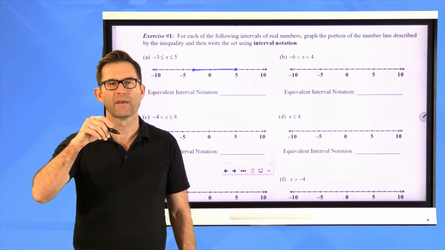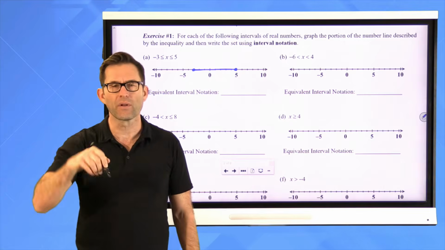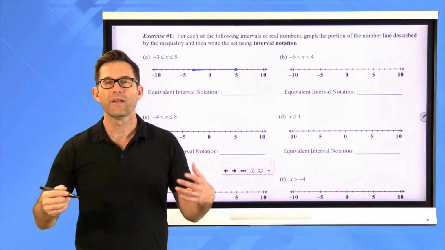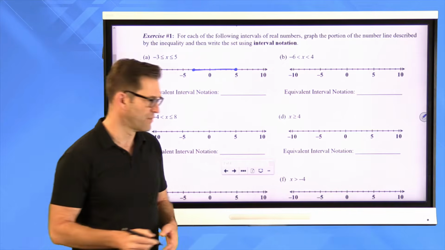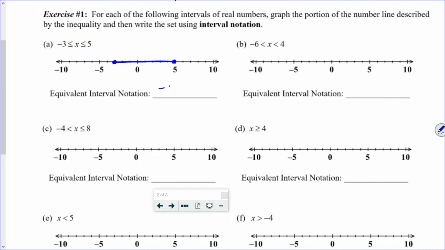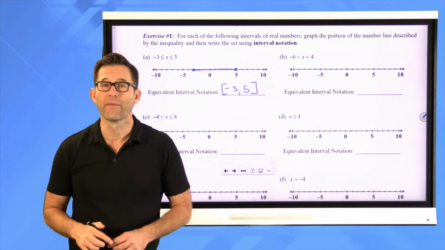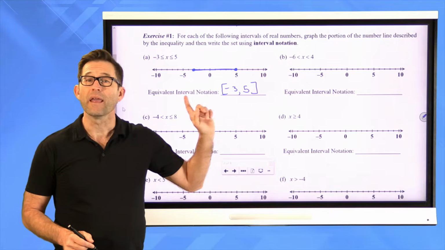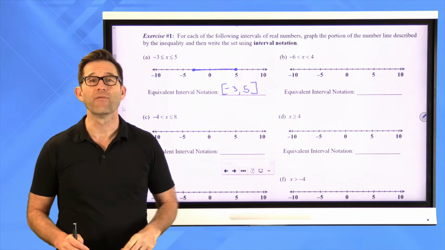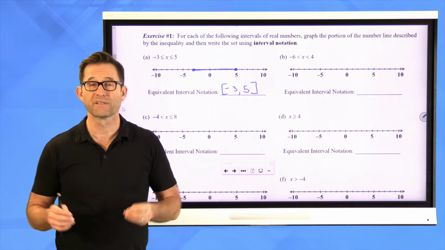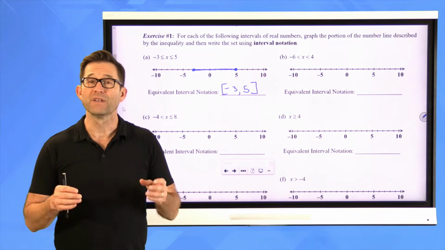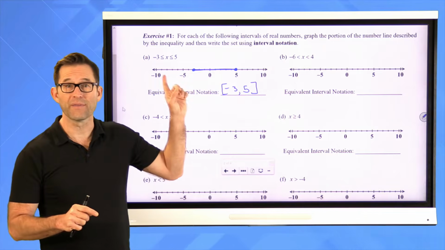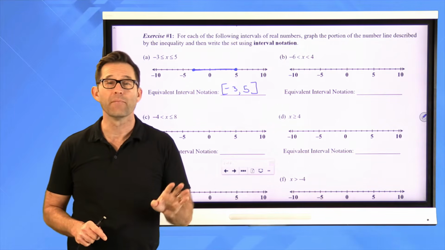Okay, so with set builder notation, we'd have to have this curly bracket. We'd have to say something like, x is any real number with a vertical line such that, etc., etc. Here's how easy it is with interval notation. I'm going to write down the first number, -3. I'm going to write down the last number, 5, and I'm going to put what are called square brackets around them. And what these square brackets mean is that the -3 and the 5 are included in the interval itself. Now, there's a difference when the endpoints, the endpoints are -3 and 5, are not included.